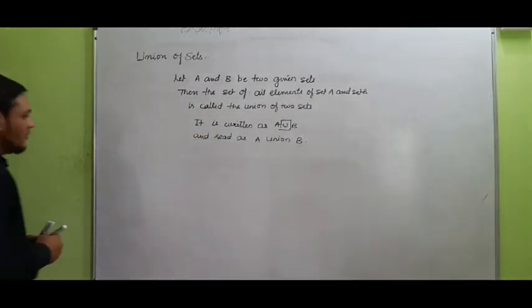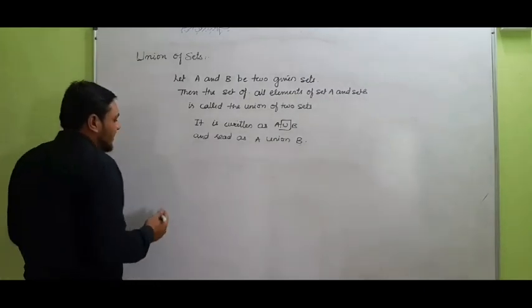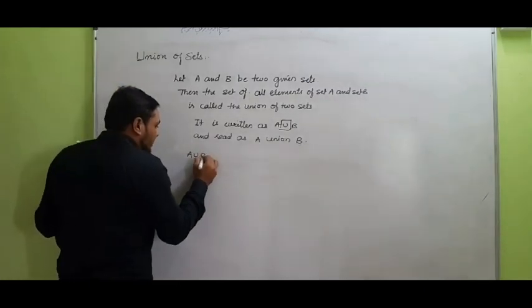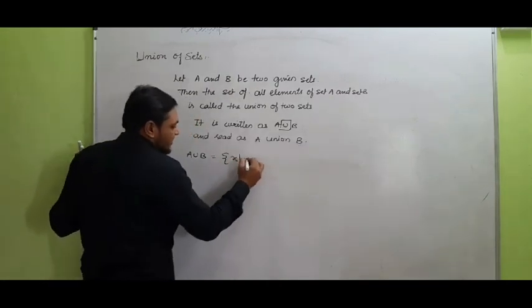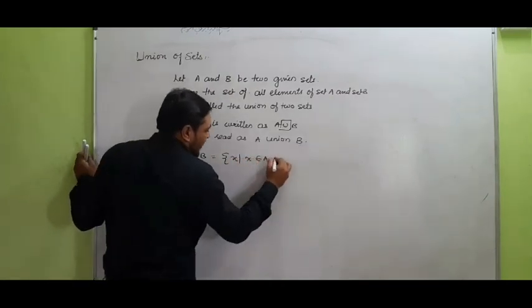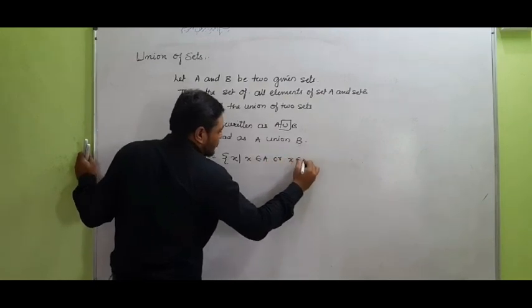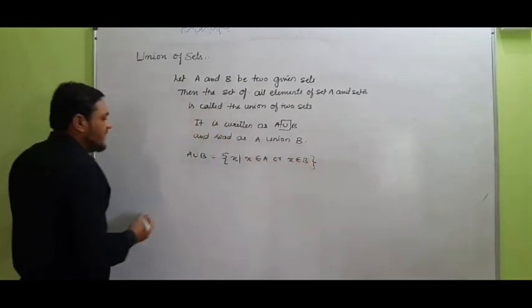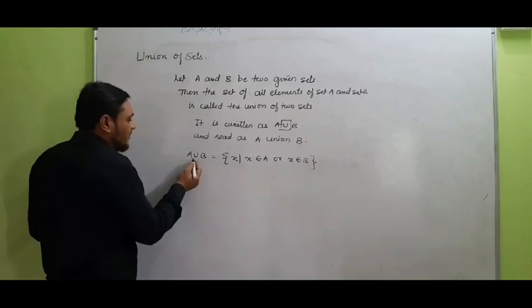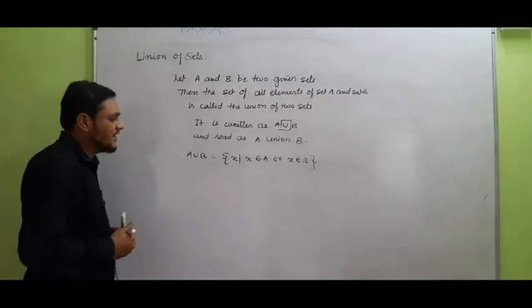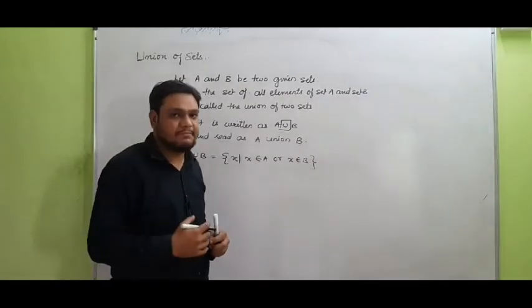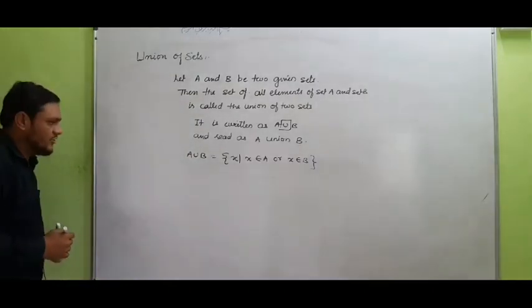So students, the general form of writing the union of two sets is A union B is equal to the set of general elements X such that X belongs to A or X belongs to B. If we are taking X as an element of A union B, then X is an element of A, or it may be an element of B also, because we are taking all the elements of set A and set B together in order to make A union B.